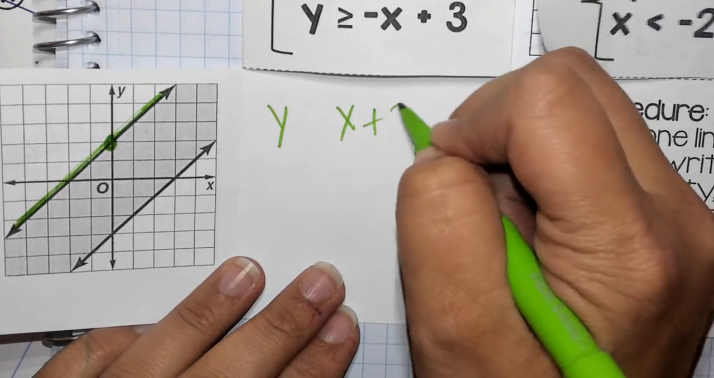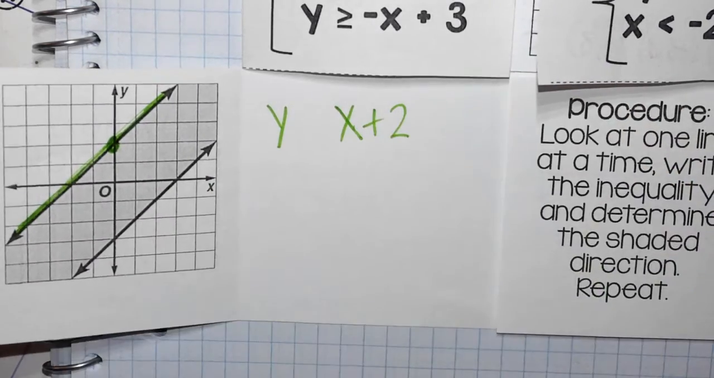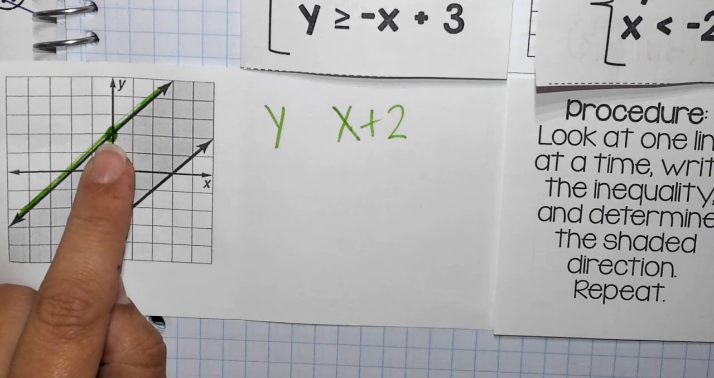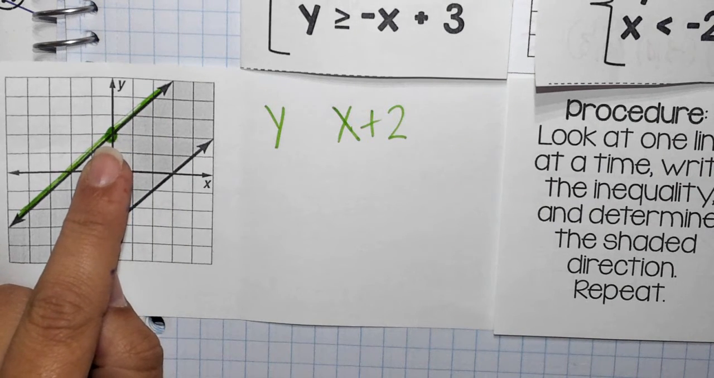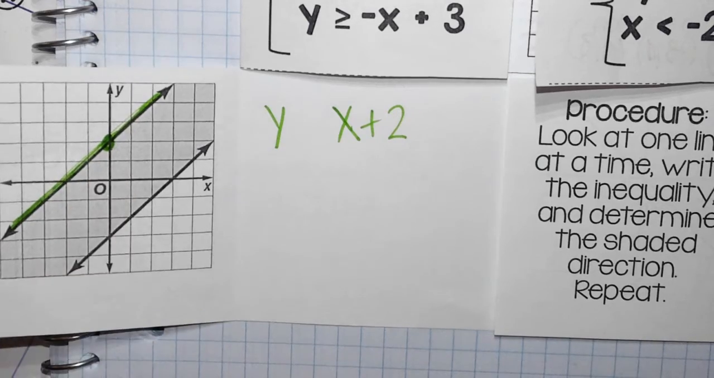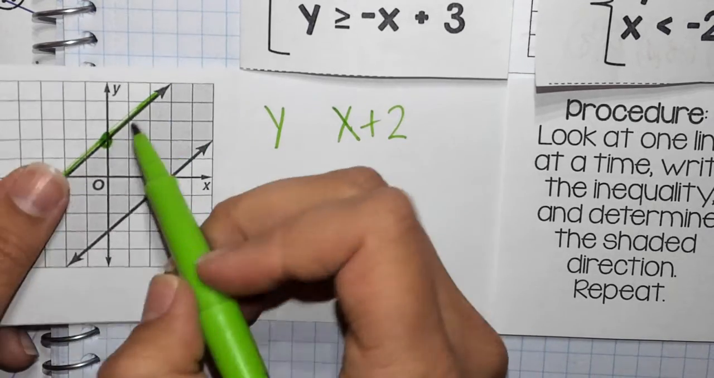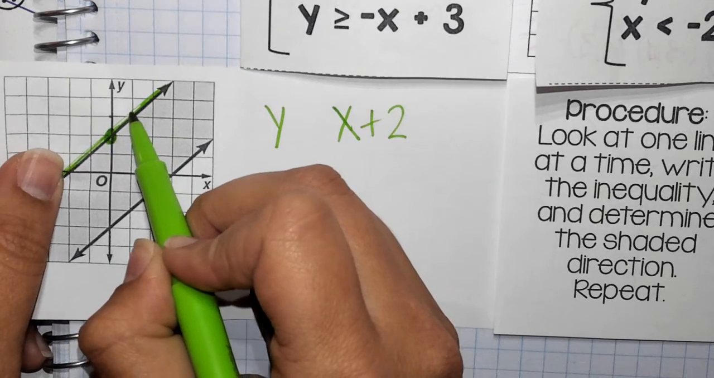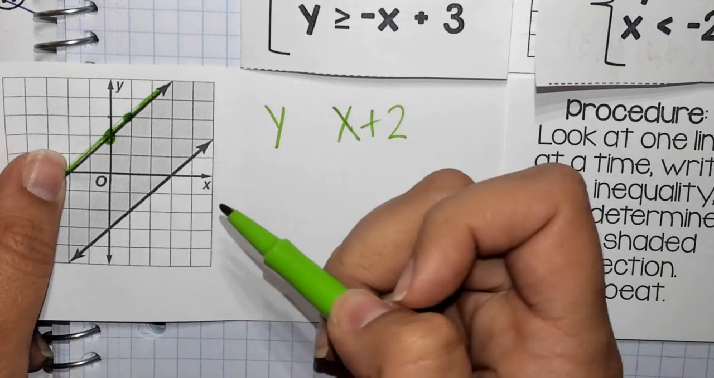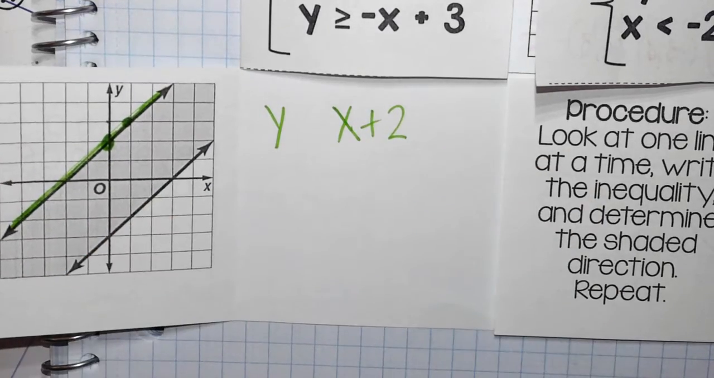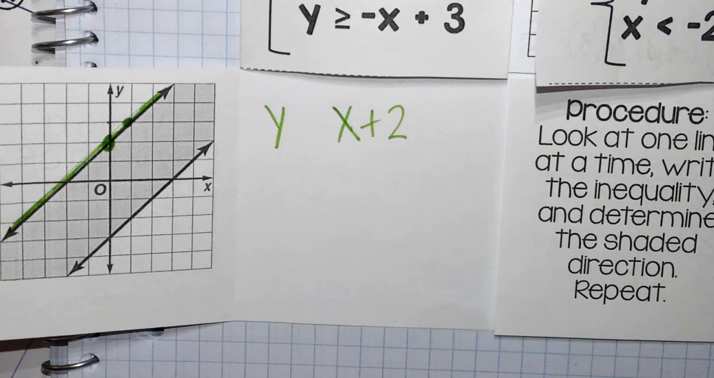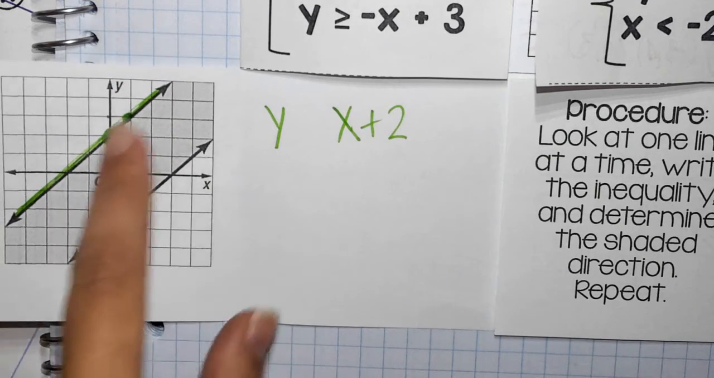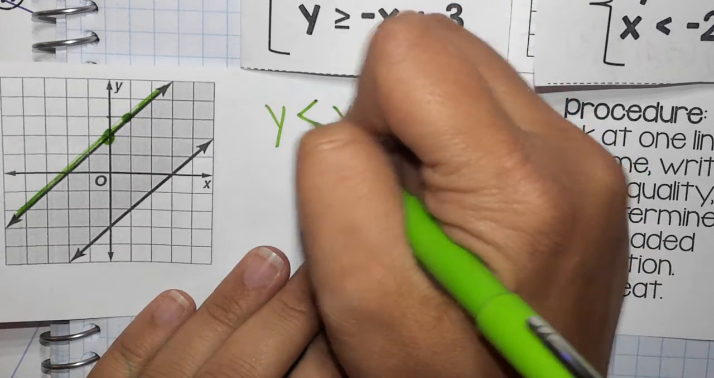And then we put plus 2. Does everybody see how we got that plus 2? Because at this point right here. Okay, now we need to figure out what our slope is. So remember, the slope is where it crosses the next grid point. So we would go up 1, right 1. So what's our slope? Positive 1. Do we have to write that in front of x? Nope. And is it shaded above or below? This line? That's below. So that's less than.